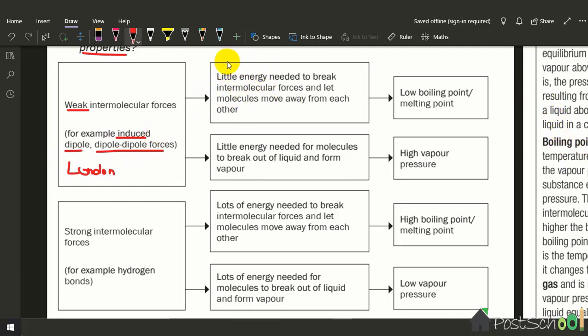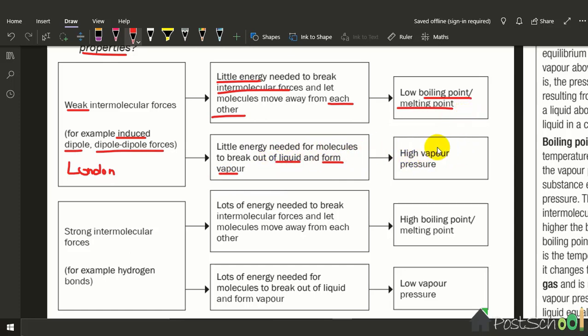So what happens? They require little energy to break the intermolecular forces, just little energy. If they are weak intermolecular forces, you require little energy to break them and let molecules move away from each other. And then a low boiling point and melting point. So if there are weak intermolecular forces, less energy is required, and then a low boiling point results. And also, little energy is needed for molecules to break out of liquid form into vapor.